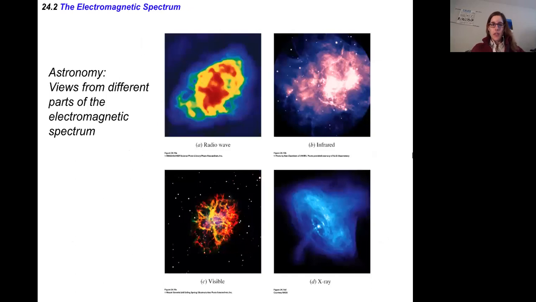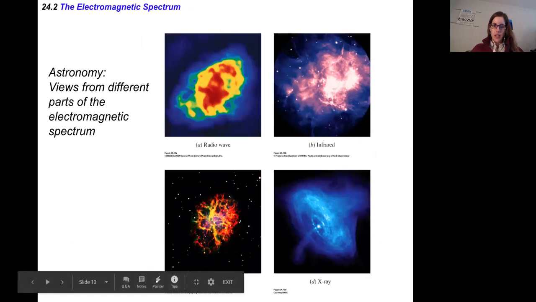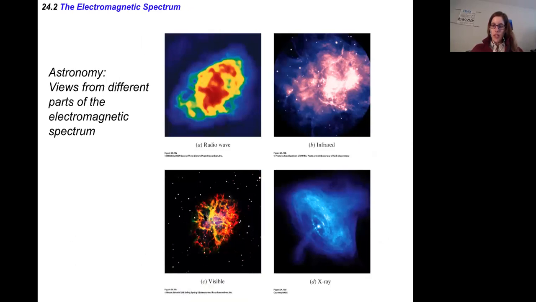Okay, and this is a really neat side look from astronomy. This is views from different parts of the electromagnetic spectrum of the same object, right? So we have the visible down below. This is what we're most familiar with. But then we also have the view from looking at the X-ray radiation, the infrared radiation, and a radio wave there.